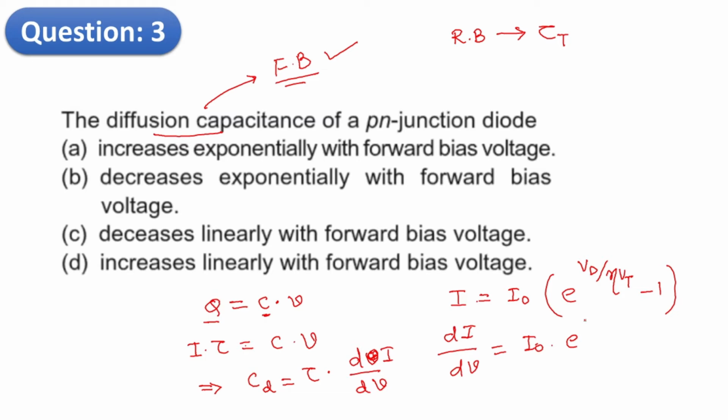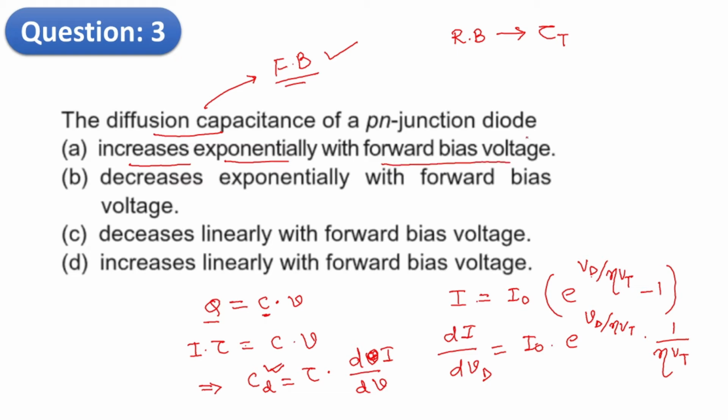Into the differentiation of Vd with respect to Vd, which gives 1 divided by eta Vt. So this diffusion capacitance depends on the forward voltage of the diode. We can say it increases exponentially with forward bias voltage.